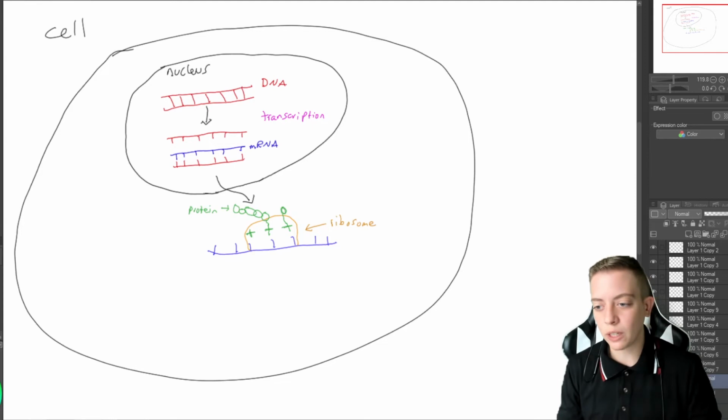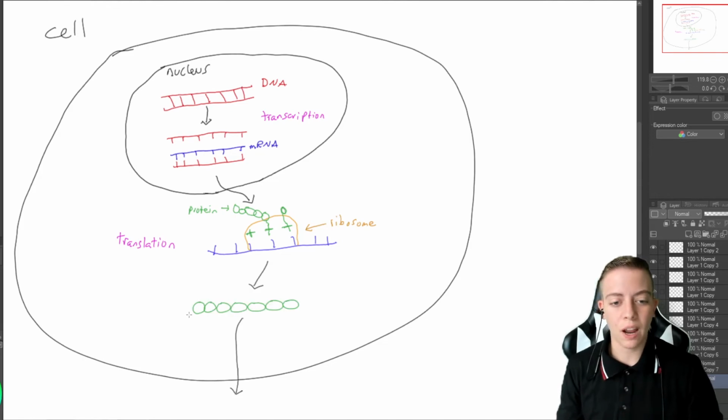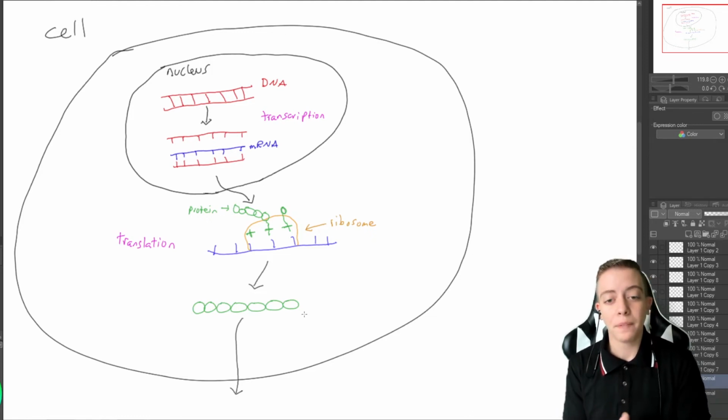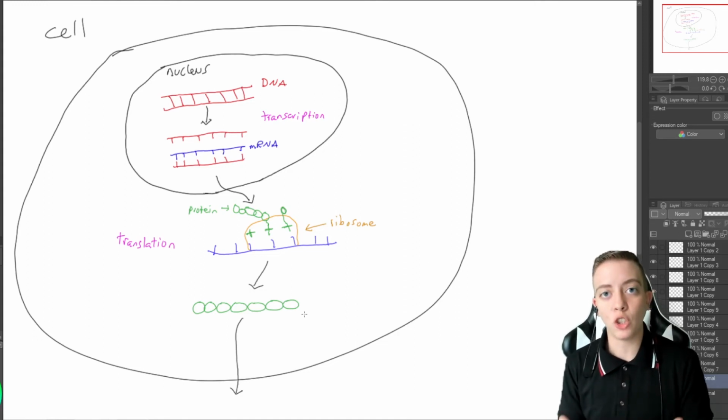So after we do that, this process is called translation. But after translation, we are going to have this strand of protein, and we can either keep this in the cell for future use, or we can export it out of the cell for some other purpose. But that's basically the process of how we would make mRNA within the cell and what the mRNA would be used for. But when we're giving an mRNA vaccine, we are injecting mRNA outside of the cell.